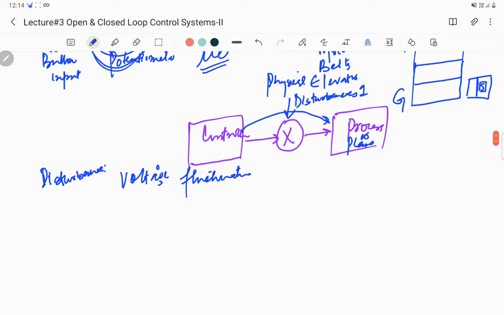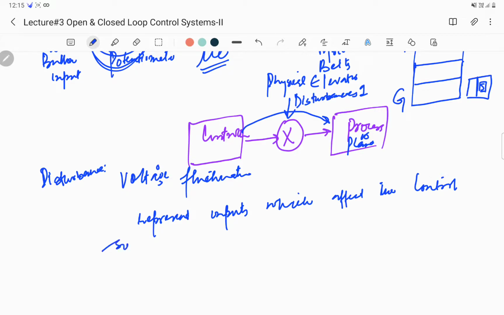So these disturbance signals represent inputs which affect the control system's output and result in an increase of system error.